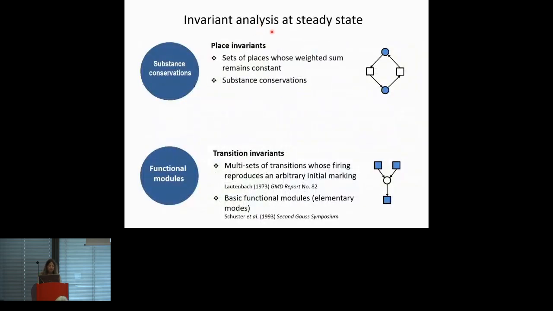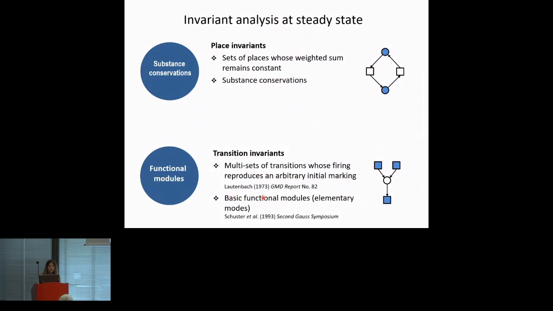So we define invariants at a steady state. First, place invariants for substance conservation, that are multisets of places whose weighted sum remains constant, and that is an indication of substance conservation. And the transition invariants define functional modules and basic sub-networks if we consider the places and the edges in between. Transition invariants are multisets of transitions whose firing always reproduces an arbitrary initial marking.